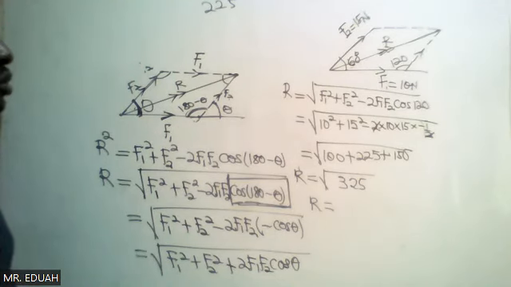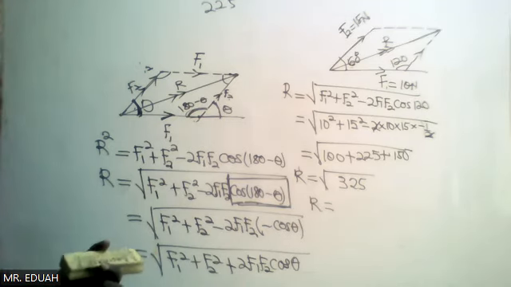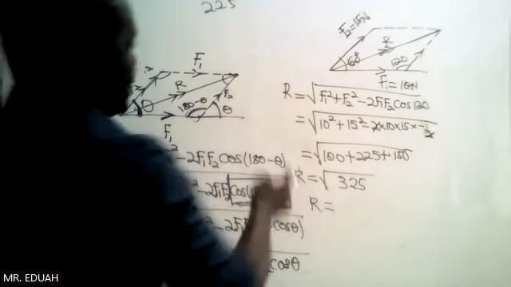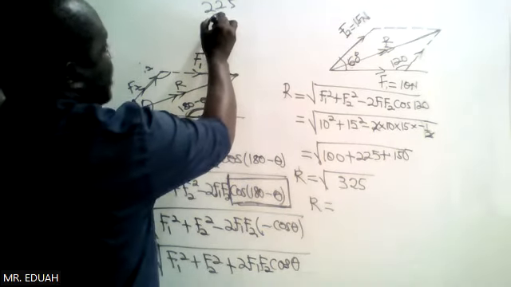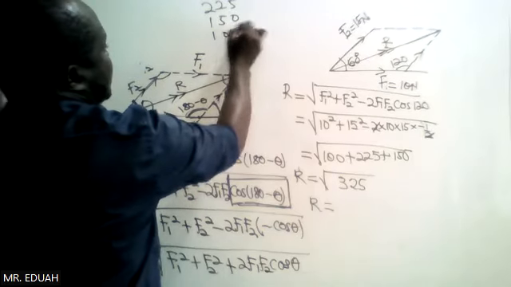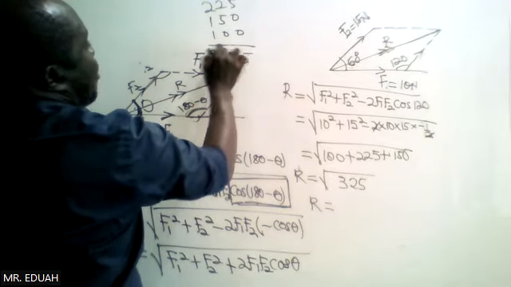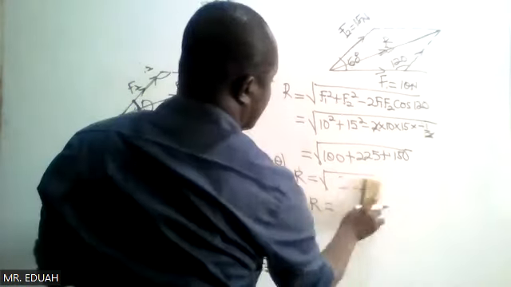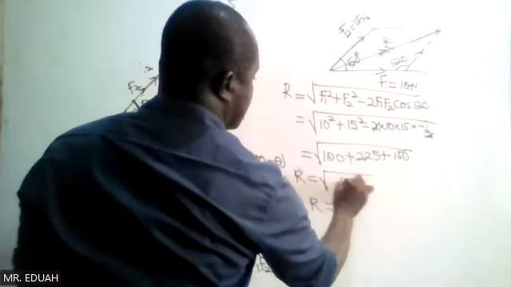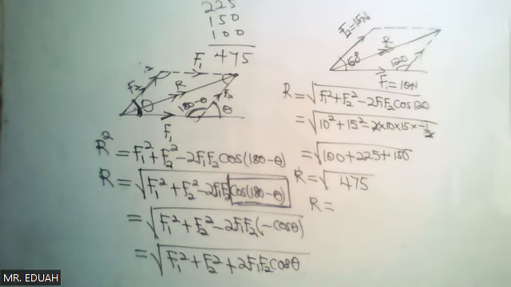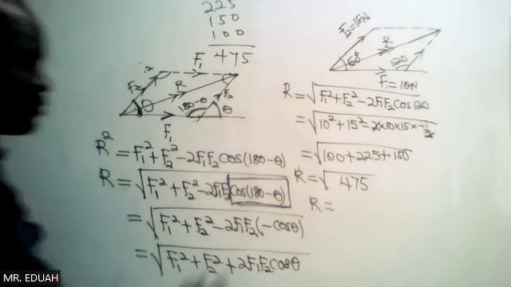Square root of, yeah, that is equal. We combine everything. I was expecting that you combine everything. 475. So what's the square root of this? 21.8.